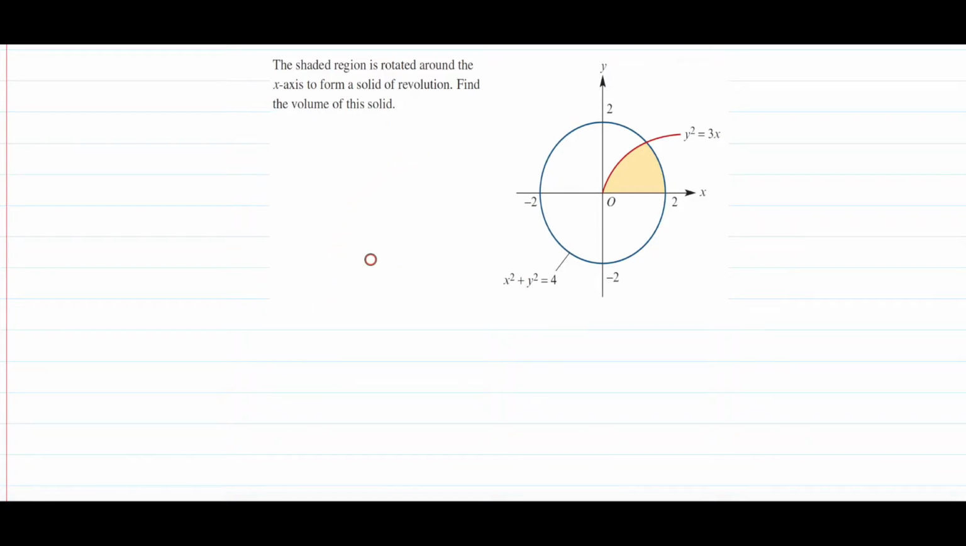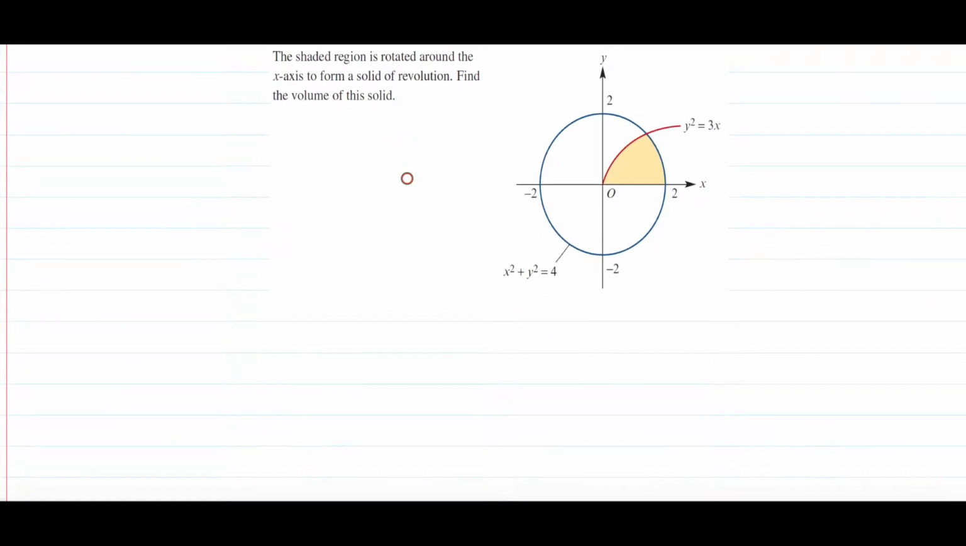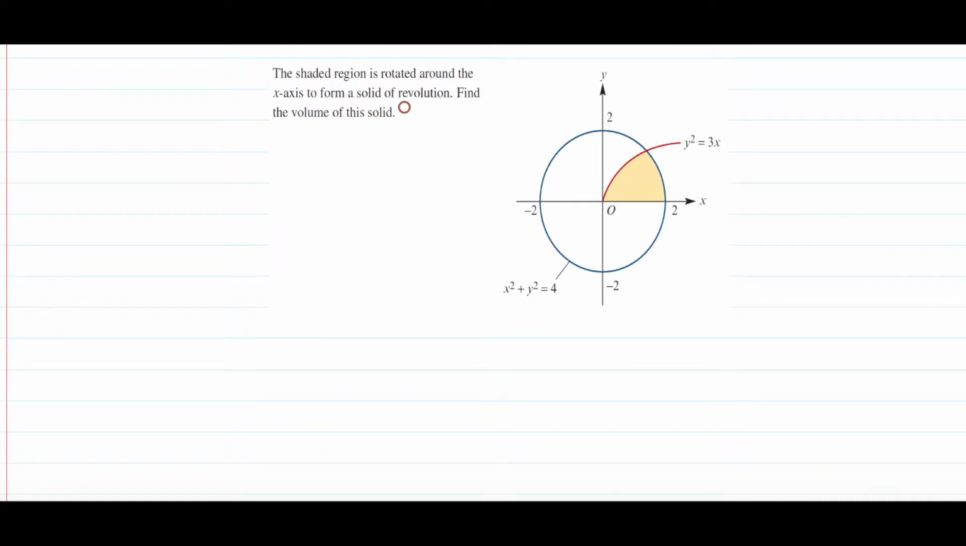So this question right here in front of you appears in your textbook. I believe it was question 19, and I thought it was actually quite intriguing. So let's have a look into that. The shaded region is rotated around the x-axis to form a volume of revolution. Find the volume of this solid.